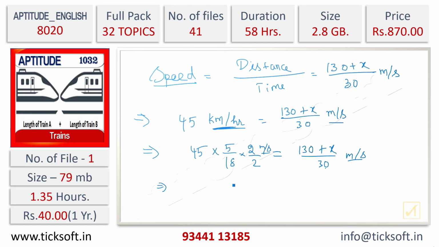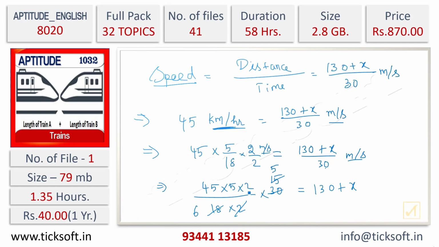Then what will we get? Then we will get 45 into 5 into 2 divided by 18 into 2 into 30, and now this is equal to 130 plus x. Now if we cancel these two values, then what will we get? If we divide these two values, we get 15. And again if we cancel these two values by using the common factor 3, then we get 6 into 3 is 18 and 5 into 3 is 15.